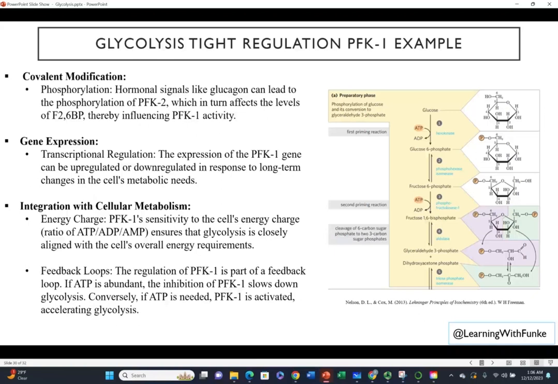And lastly, we have feedback loops. PFK1 is part of a feedback loop. When ATP is abundant, it slows PFK1 down. So when we have too much ATP, it slows it down, so we're not going downstream to make even more ATP. Conversely, if we need ATP, and ADP is present, PFK1 can be activated, like I talked about before, accelerating glycolysis to make more ATP.